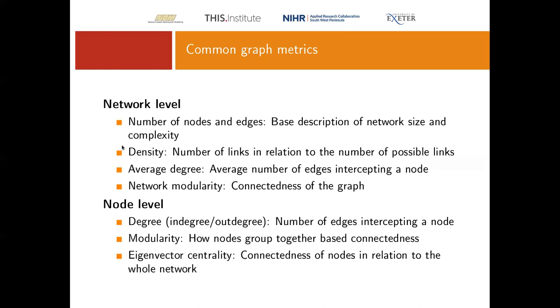And then we can look at things like density. This is the number of edges, the connections between nodes, that actually exist within the graph, and then the number of possible connections, edges between our nodes. So it's looking at the proportion of actual edges in relation to the number of possible edges that there could be. This gives you an idea of the level of connectivity within your network.